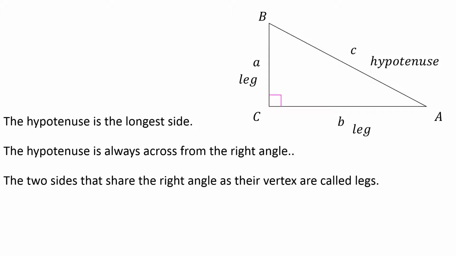The legs are interchangeable. A does not have to be the shortest leg, right? Either leg could be A, either leg could be B. Hypotenuse, there's no choice though.